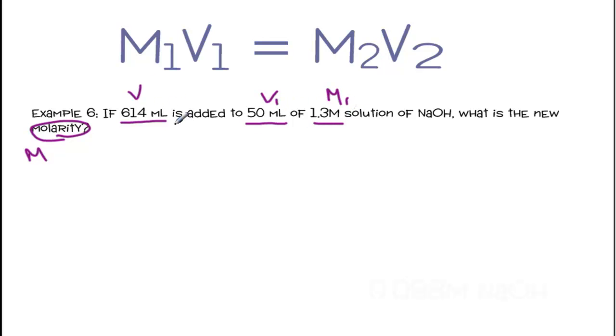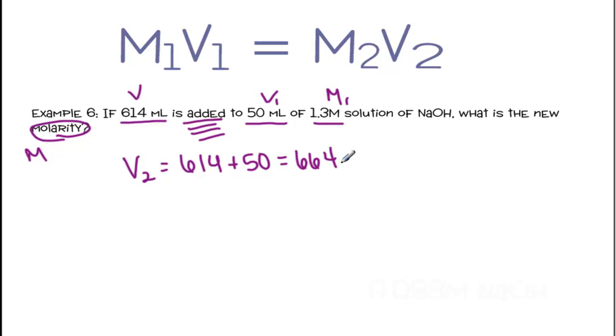Now here, it says 614 milliliters is added to 50 milliliters. So what we have to do to get our V2 is do 614 plus 50. So that's going to give me a total volume of 664 milliliters. Okay, so we're going to call those our 2s. So we have to use the total volume, remember, for molarity.